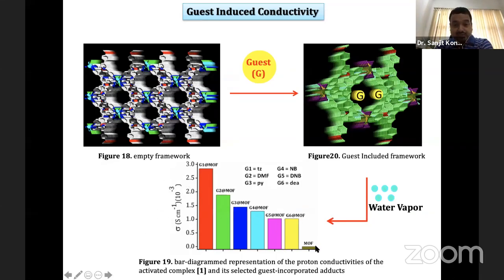This bar diagram shows you that different guest molecules give different conductivity. With only the MOF, it is very low. Then we give diethylamine, dinitrobenzene, nitrobenzene, and different guest molecules give different conductivity. The triazine guest gives us the highest proton conductivity. The red bar shown here, G1 means TZ, means triazine. So we were very successful in achieving very high proton conductivity in this molecule.